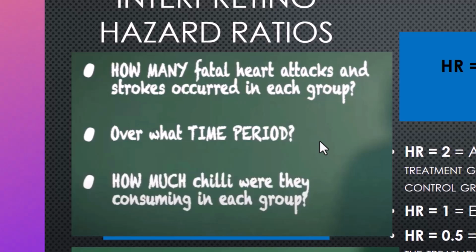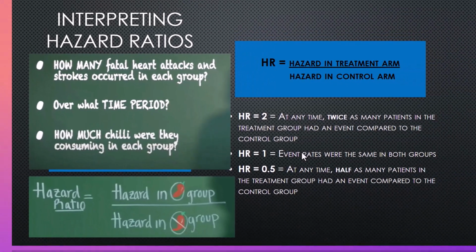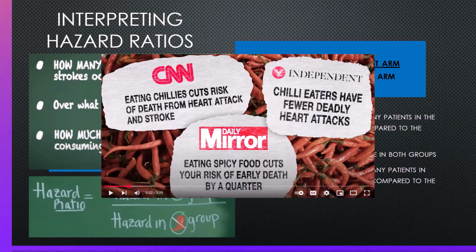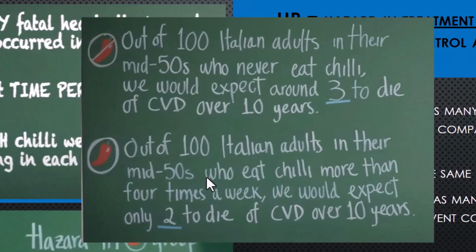With the chili pepper, to get more meaningful results, we needed the information of how many fatal heart attacks and strokes occurred in each group, over what time period, how much chili were they consuming in each group. With that information, we saw that our headlines may have been blown a bit out of proportion, and that over a 10-year time span, the chili pepper eating adults saw 1 fewer death from cardiovascular disease than those who did not eat chili.